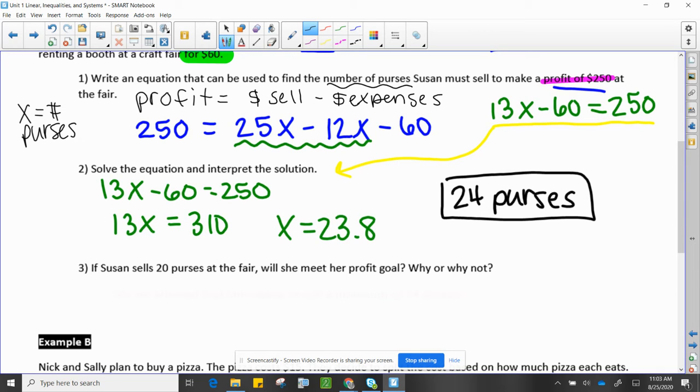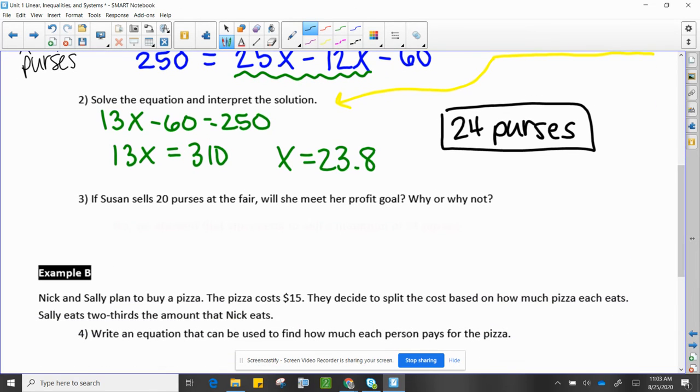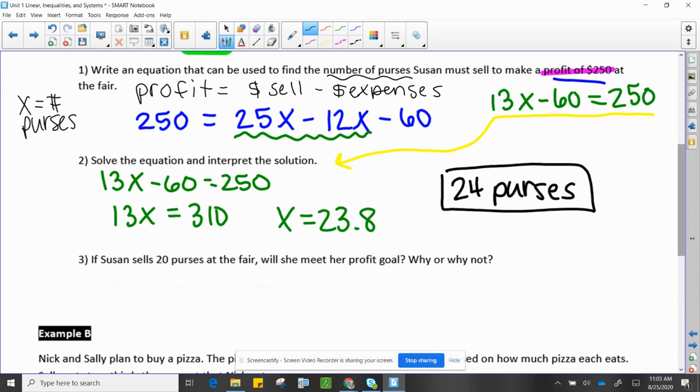Okay. So then here's just a little progress check question. If Susan sells 20 purses at the fair, will she meet her goal? Why or why not? So why don't you pause the video right here, answer this question quickly, go back to the work that we did up here, probably will help you a lot, but give it a quick pause, answer this question, and then come back for the answer.